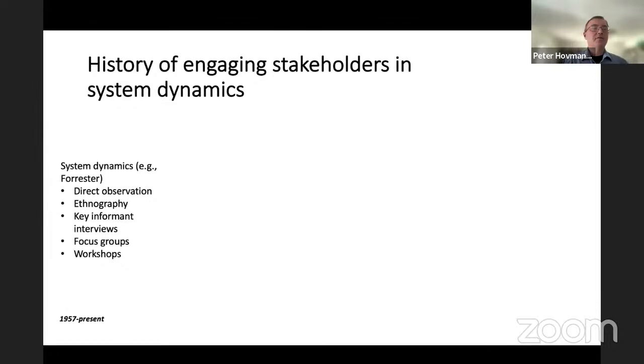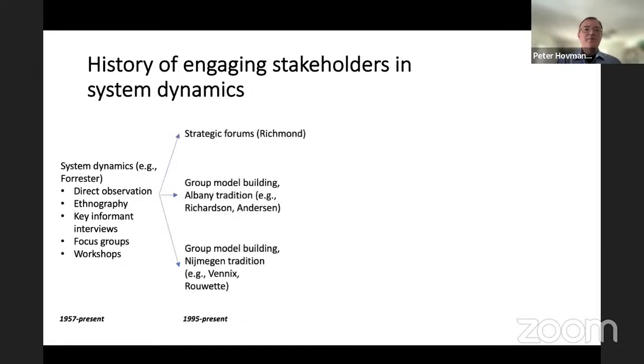So when we're using the term group model building, it's important to put it in the context that there are many different ways in system dynamics where we may engage stakeholders. That's always been part of the tradition, including ethnography, interviews, focus groups, workshops, and so forth. Out of this, beginning in the mid-90s to the present, there were a number of different approaches, including group model building, the Albany tradition, George Richardson, David Andersen; group model building, the Nijmegen tradition, primarily Jac Vennix, and then Etiënne Rouwette. And then Barry Richmond was famous for his strategic forums.